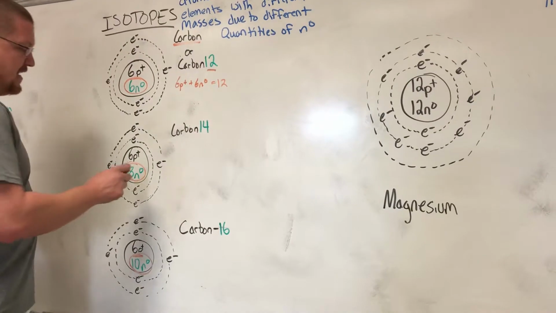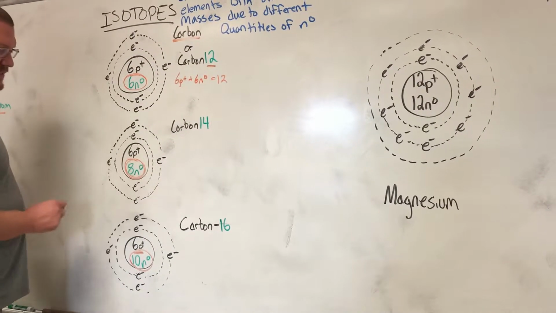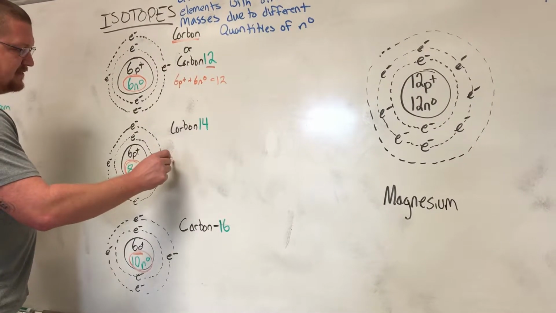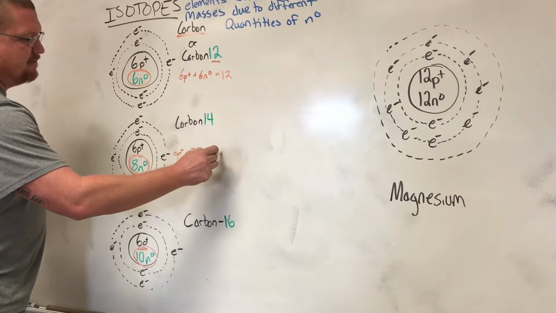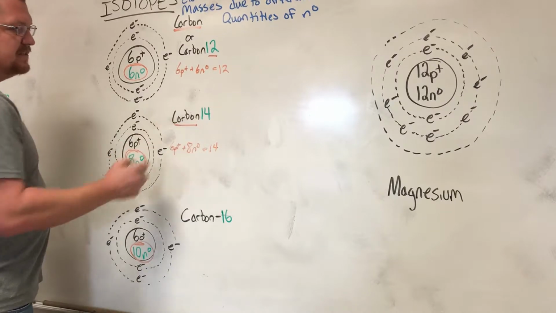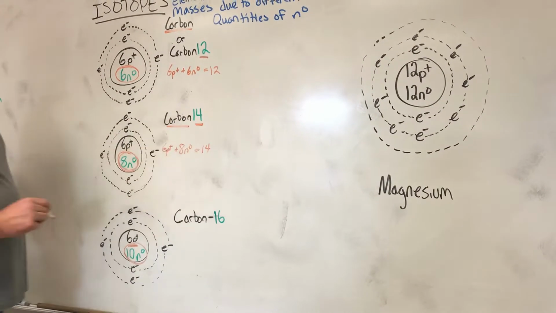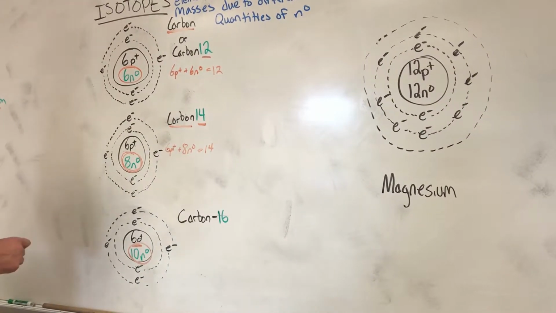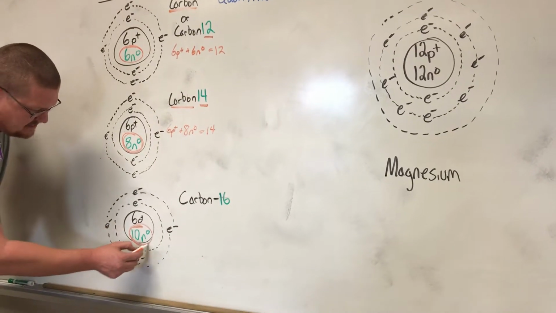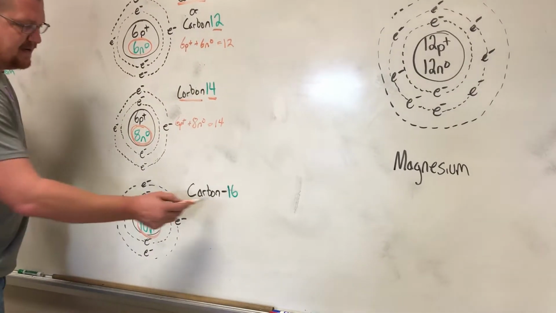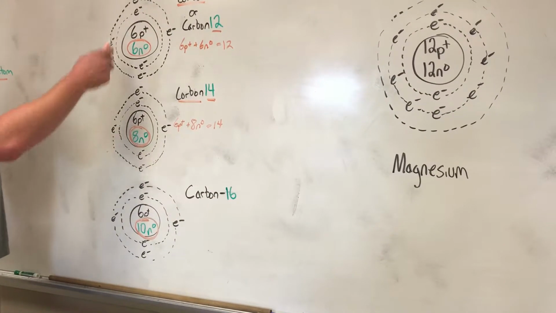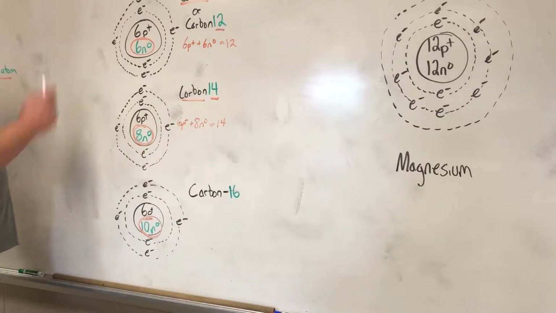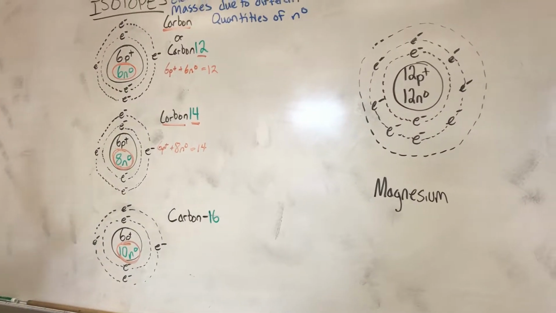Here we have 8 neutrons. So this has a mass of 6 protons plus 8 neutrons, which is 14. So we call this carbon-14. Carbon is the first name, 14 is the last name. It's still carbon, but it's a different version. And this carbon here has 10 neutrons, so it has a mass of 16. So this is carbon-16. All 3 of these are carbon. They are just known as isotopes of carbon, slightly different.